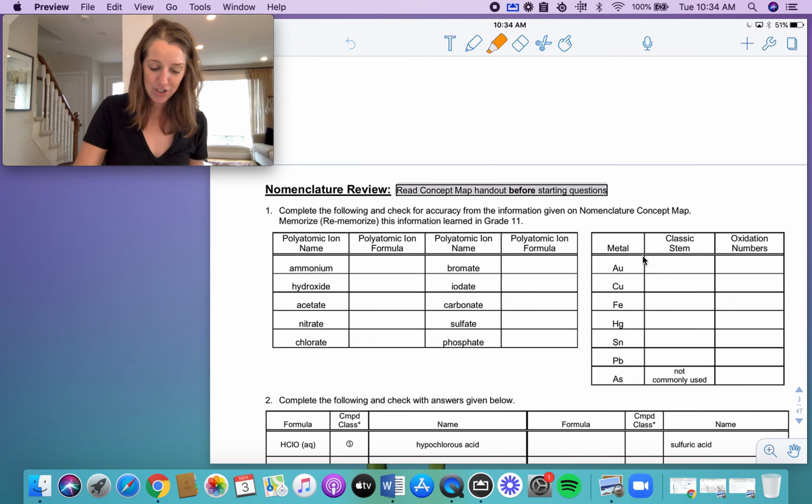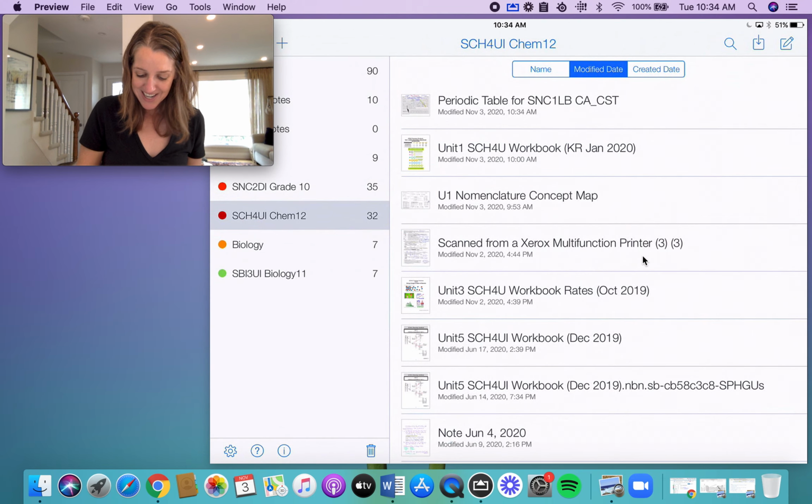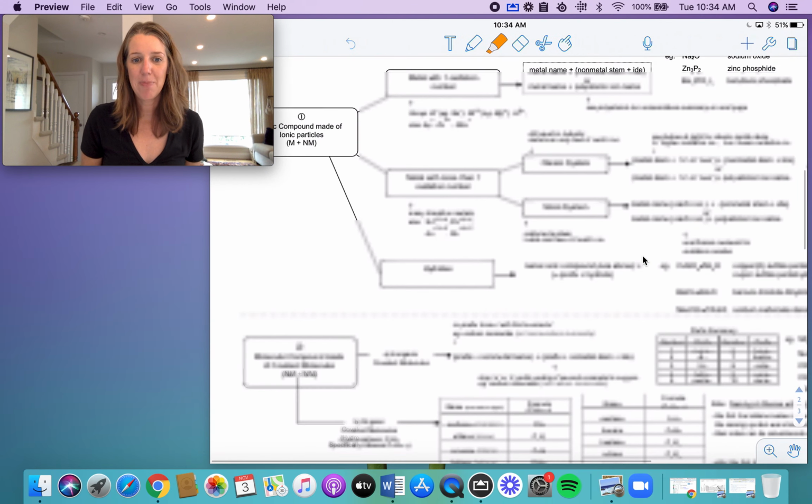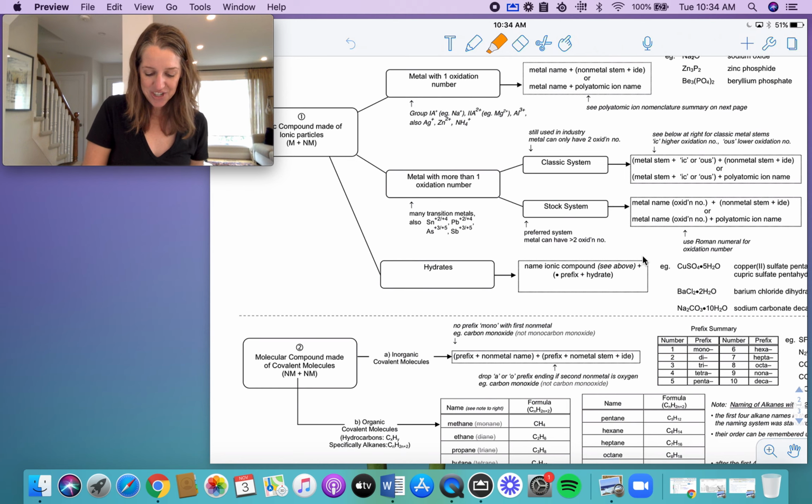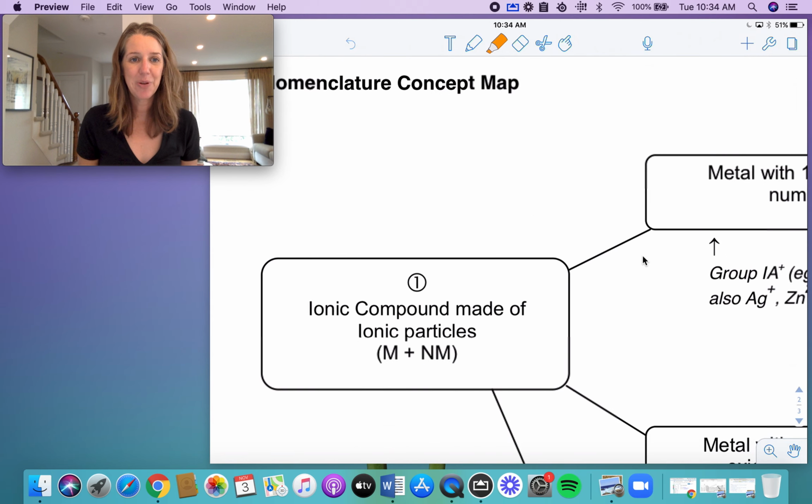All right, what did you learn in grade 11 and what do you remember? Here's your concept map. I've printed a copy for everybody. You're going to want to be familiar with what you did in grade 11, okay? And let me help you navigate this a little bit. First, you're going to start with here, okay? We start with the group.